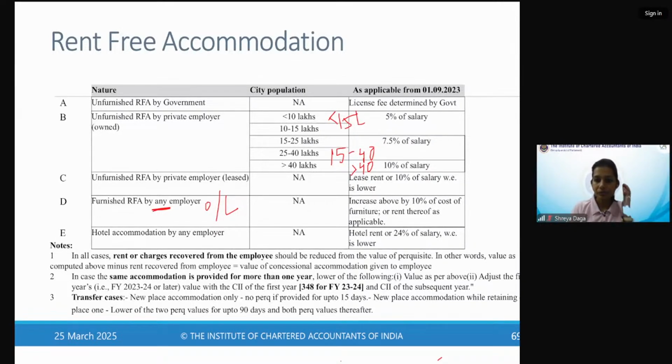Okay. Somebody is saying voice nahi hai. I think others are not saying, so probably voice hai. Okay.